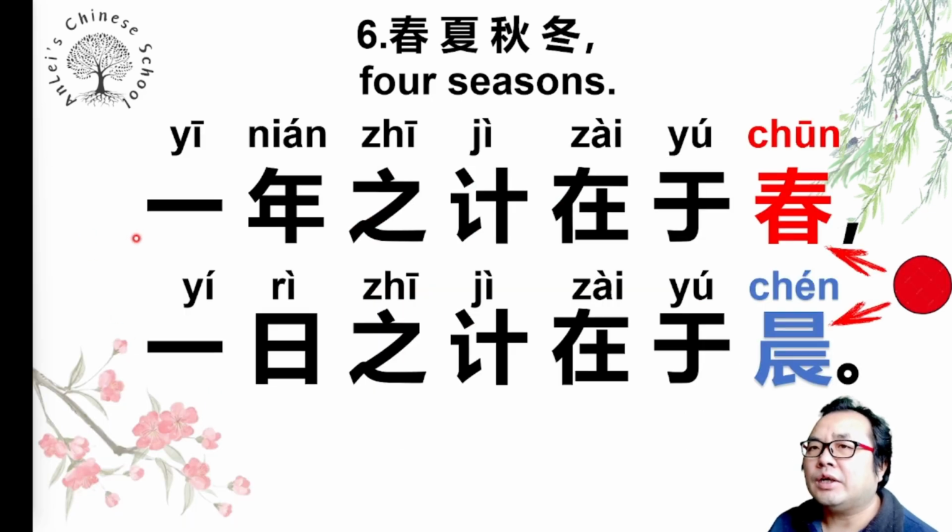Another idiom is 一年之计在于春，一日之计在于晨。One year's plan is in spring. One day's plan is in the morning. We can see spring and the morning both have the sun, one on the bottom, the other one on the top. It's all related to the sun.